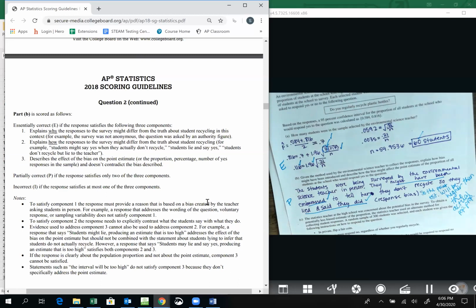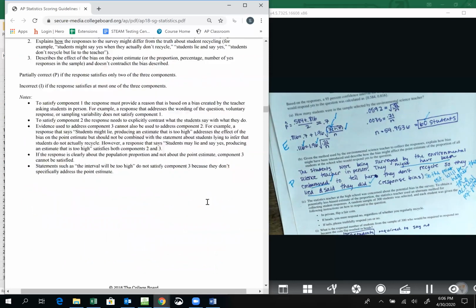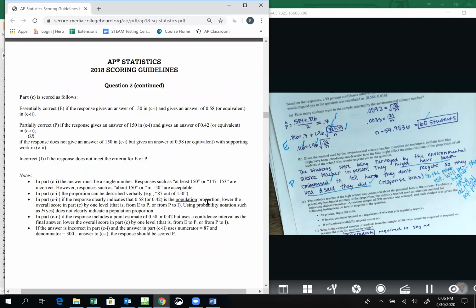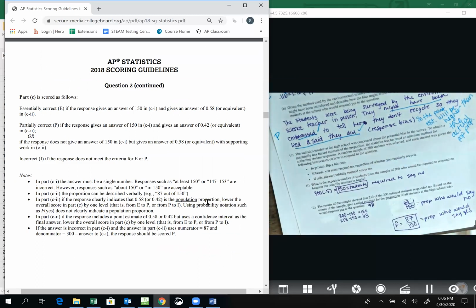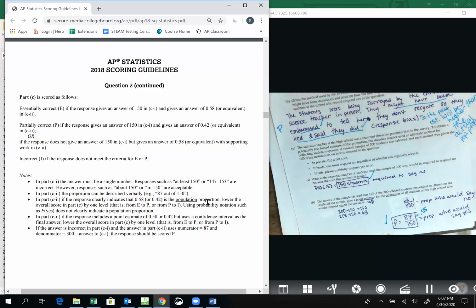Okay, I think that covers the main points in those notes. So you should be able to determine what your score was. Part C. Essentially correct. The response gives an answer of 150 in C-I and gives an answer of 0.58 in C-II, or equivalent. Yes. So I have that and I have that. So that's essentially correct.